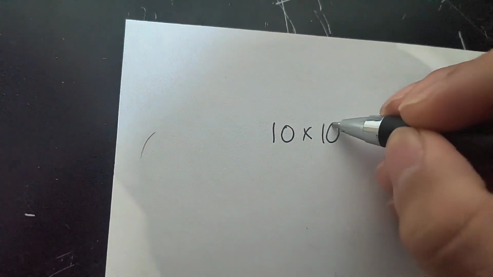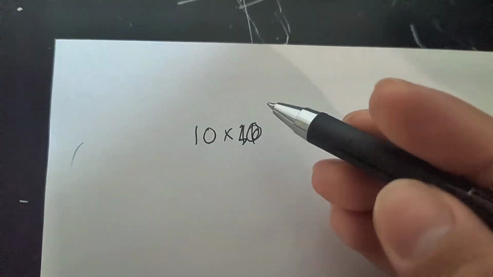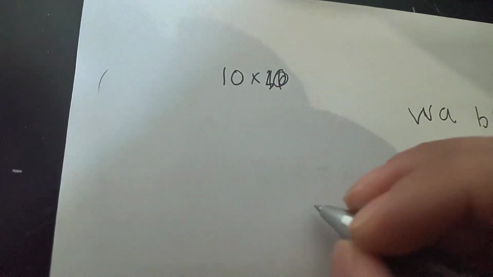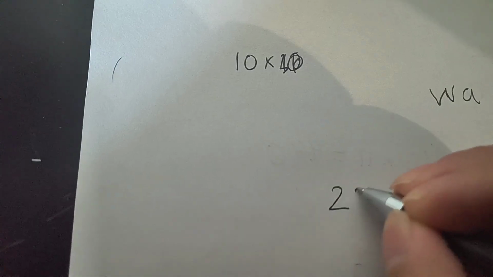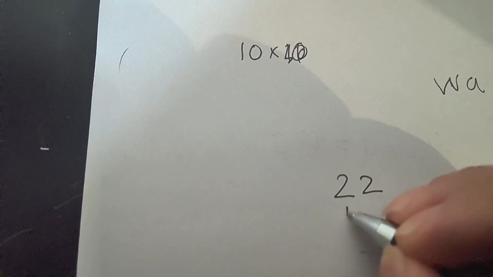Okay. We're going to see examples of how to use the standard algorithm on tens place numbers. Tens place numbers like 10 times 10 or 11 or 20, numbers with the tens place. Okay, let's see some examples. Okay, so let's say we have 22 times 13.